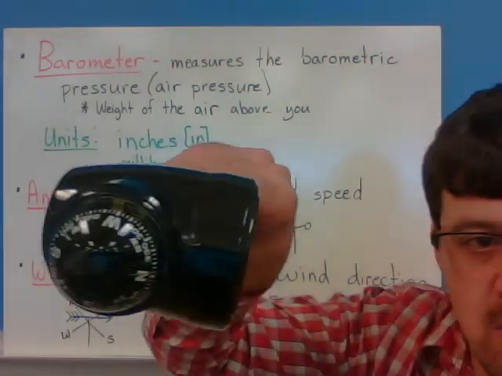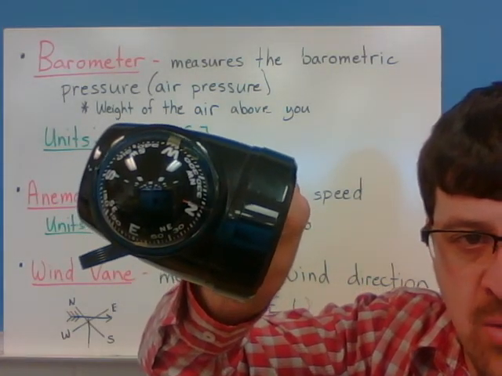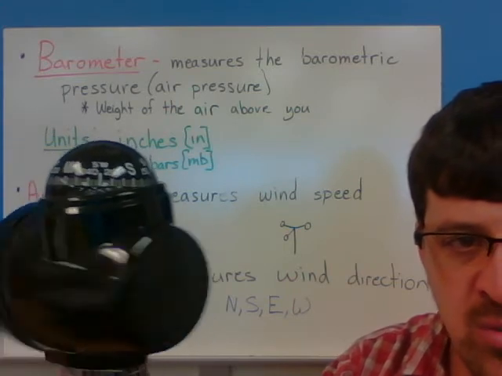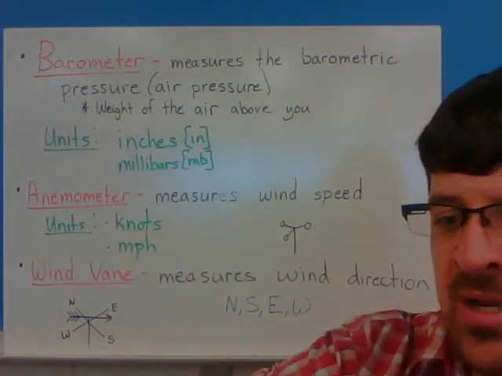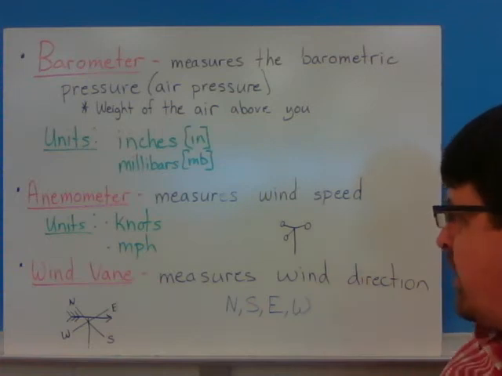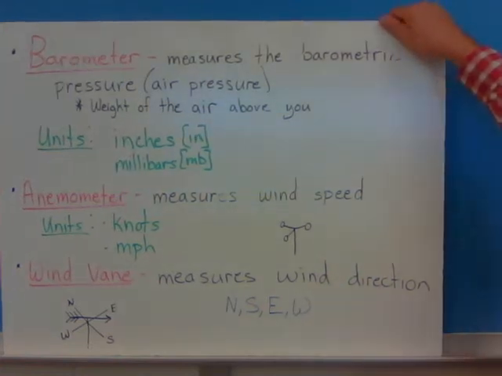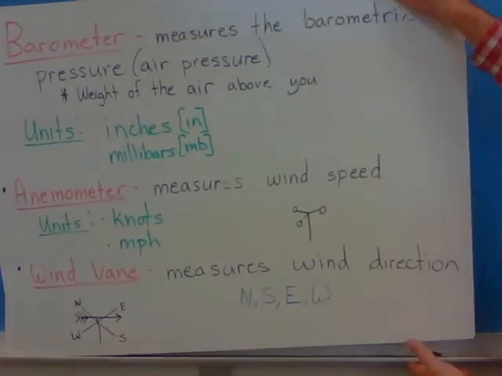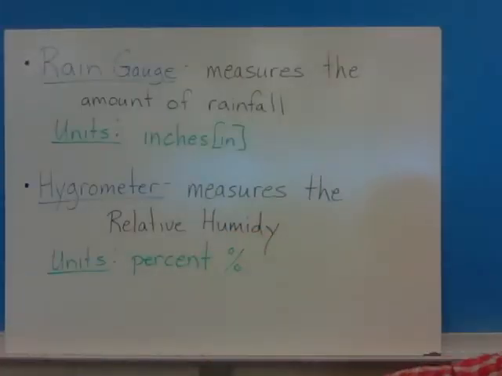Okay, this right here does the same thing. It has a little compass on the top. So depending on how I turn this, it will tell me the direction of the wind. Okay, now that's a wind vane. A lot of times you're going to have an anemometer and a wind vane all on a weather station itself.